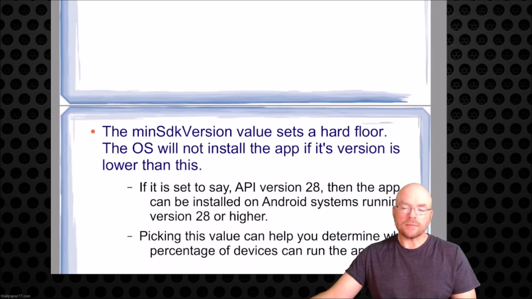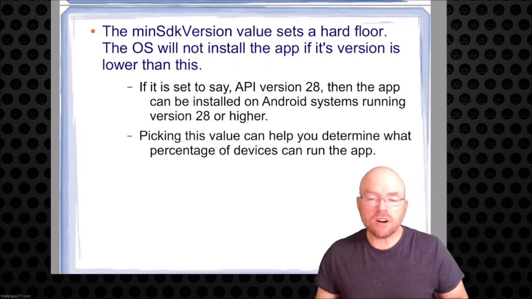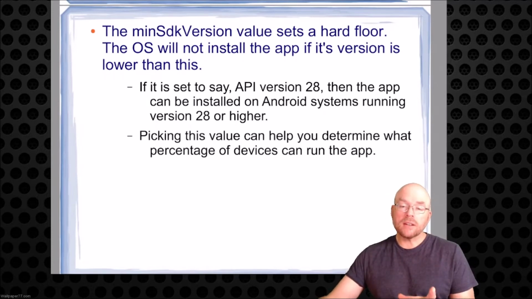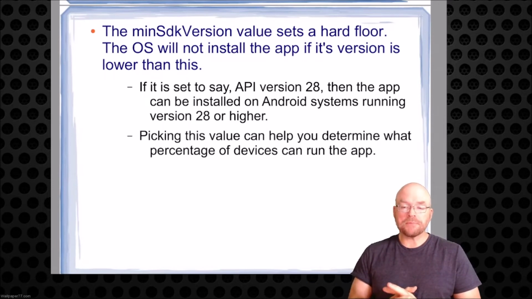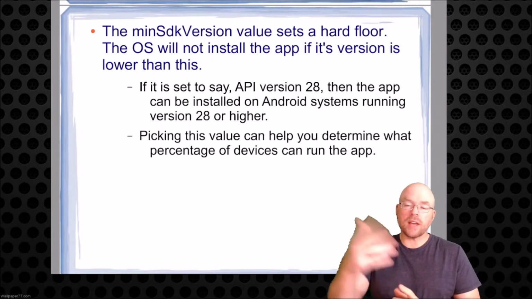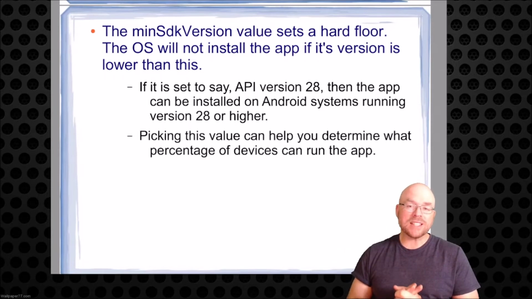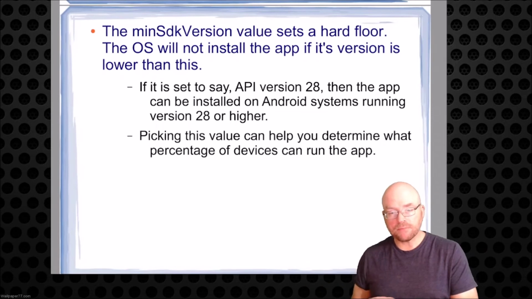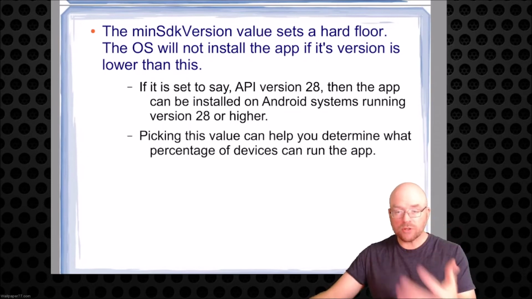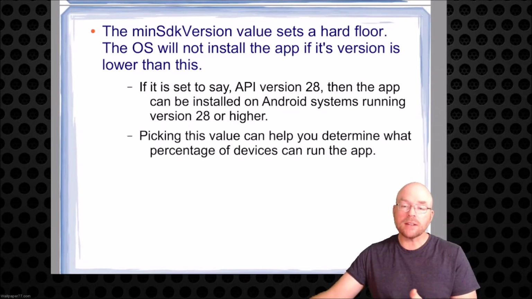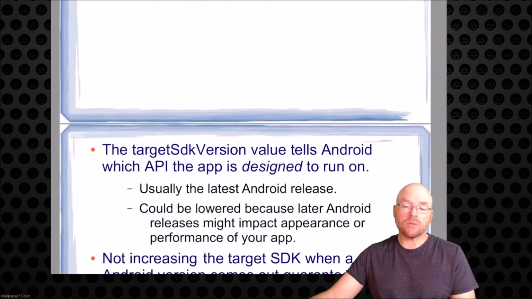Okay. So minimum SDK version sets a hard floor. As I was saying at the very beginning, you can't install the app on your phone if your phone's version is lower than that. If you set it to API version 28, that app will only be installable on Android systems, phones, wearables, tablets, whatever, that are running version 28 or higher. So picking that value has the biggest impact on the percentage of devices that will be able to run your app.